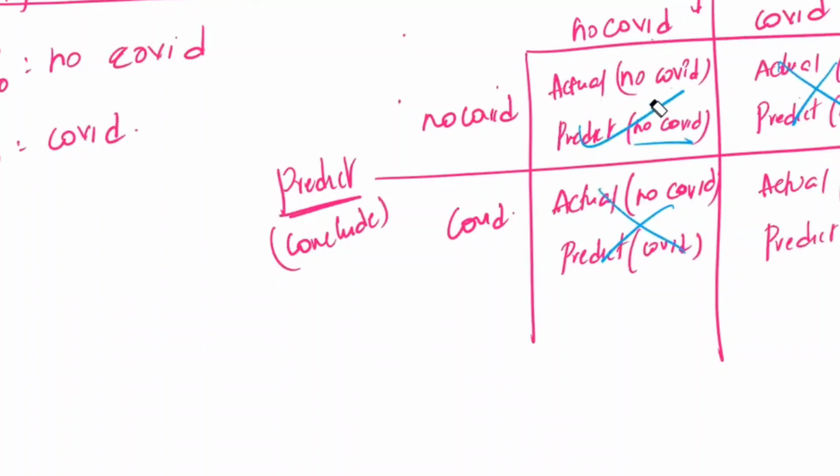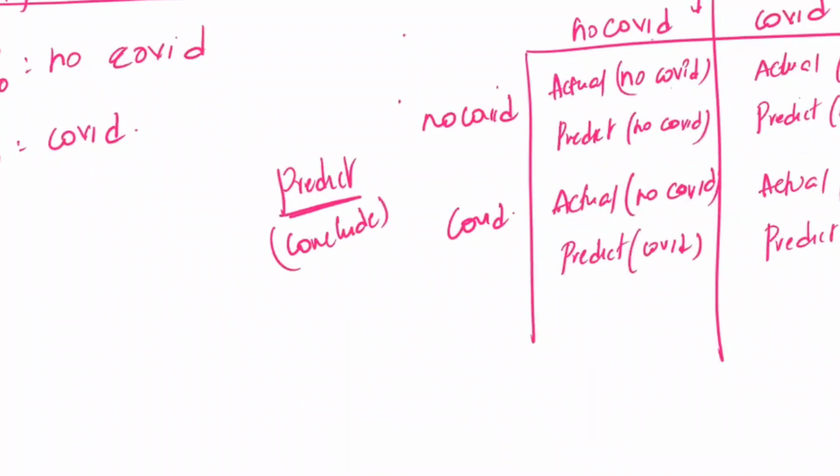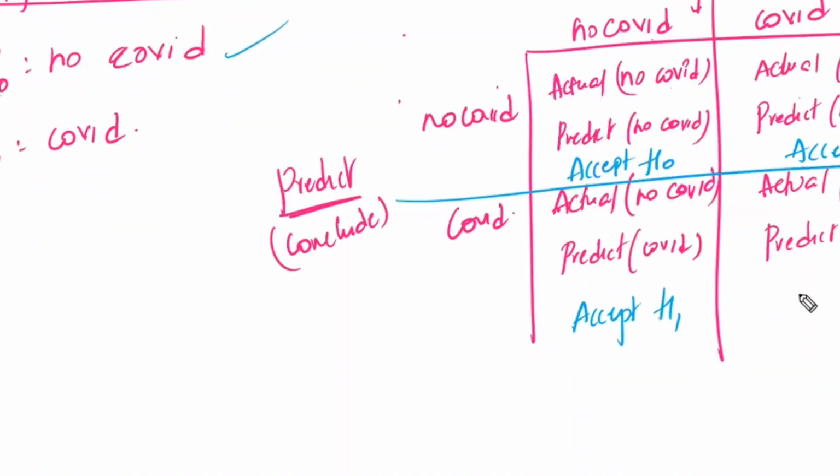Now, here, if you predicted no COVID, what is the meaning of predicted no COVID? It means you are accepting the null hypothesis. That is the meaning of it. Predicted no COVID means you are accepting this one, whatever you have predicted. Predicted no COVID means again you are accepting the null hypothesis. You are predicting COVID means you are accepting the alternate hypothesis. This one also is accepting the alternate hypothesis.